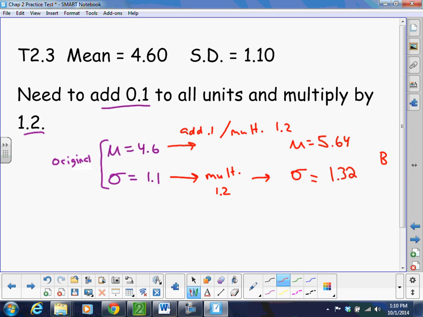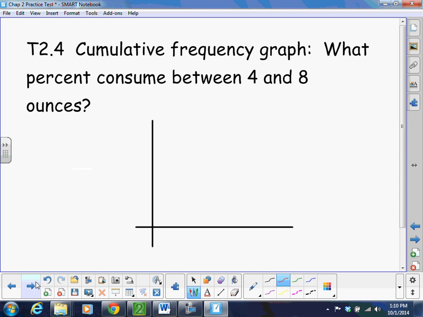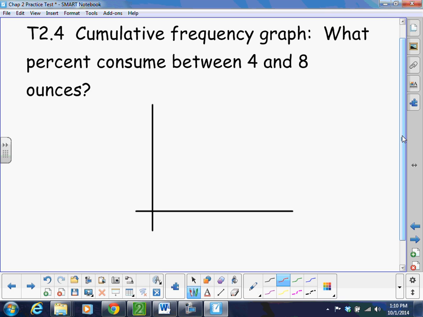Okay, number 4, we have the cumulative frequency diagram or graph, and they want you to figure out what percent consumed between 4 and 8 ounces. So let's fill in a couple things here. I'm not going to put all the details, but here's 4, and let's say here's 8. I'm going to try and line those up. 4 seemed to be around 20%. Okay, so there was a point there, and by the time you got up to 8, it was up to around 60%. So just trying to line that up, okay?